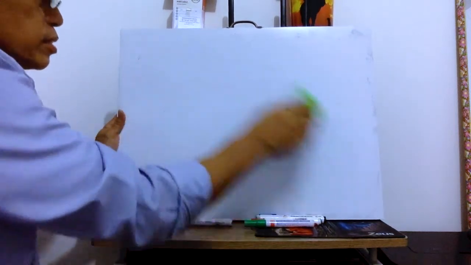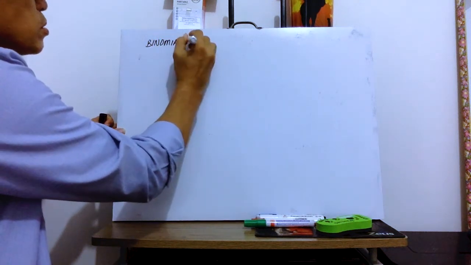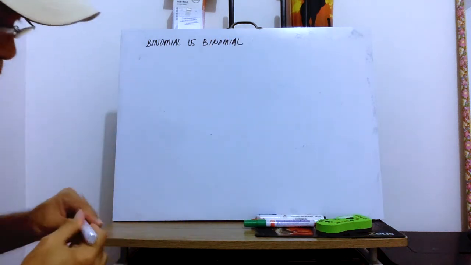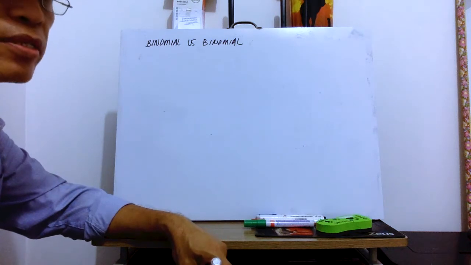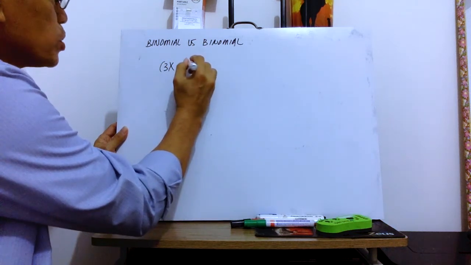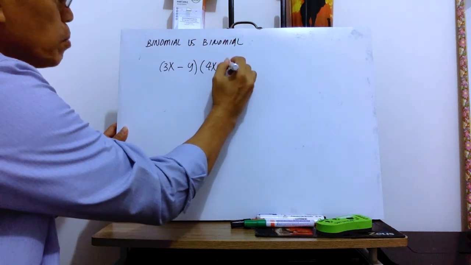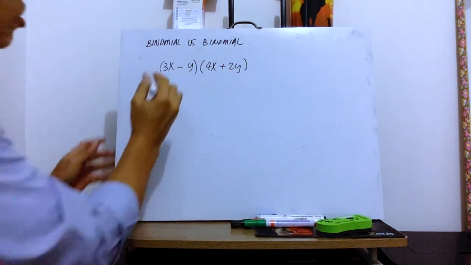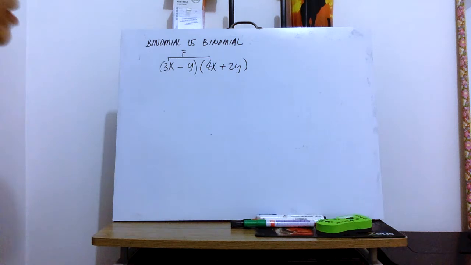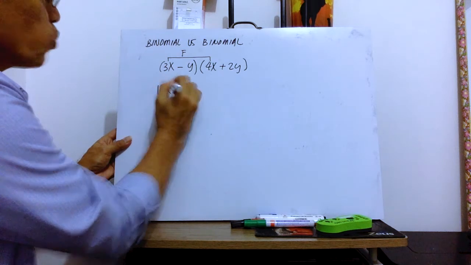So this time it's binomial versus binomial. Now everybody knows that we use the FOIL method. Okay, you're very familiar with that. So if it's 3x minus y and then 4x plus 2y, all you have to do is multiply this first. That's the F, which means first terms. So 3x times 4x, that's 12x squared.